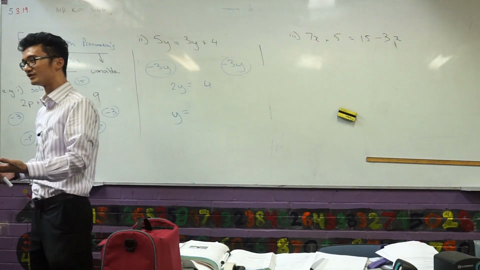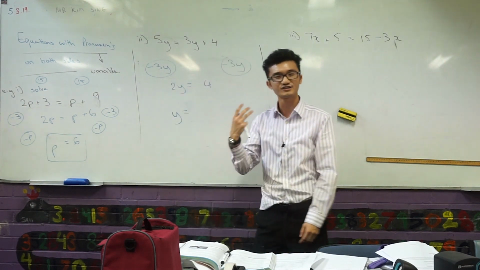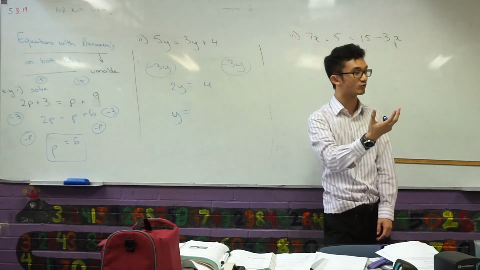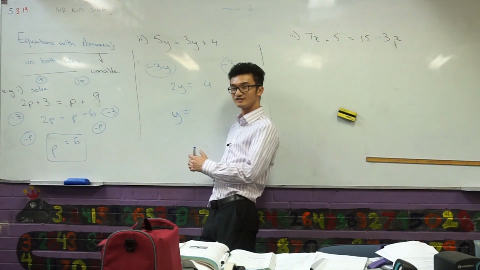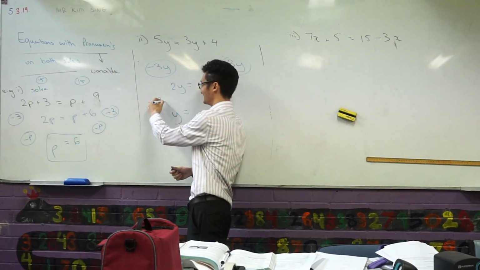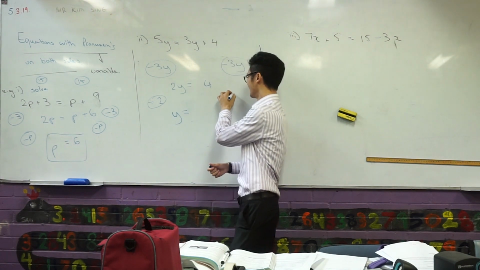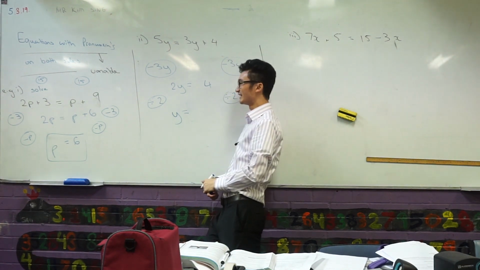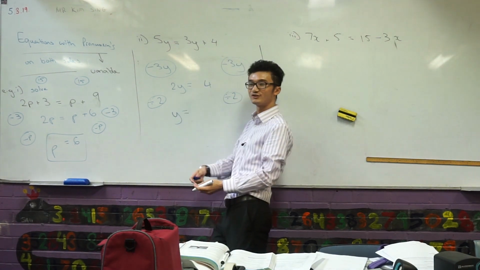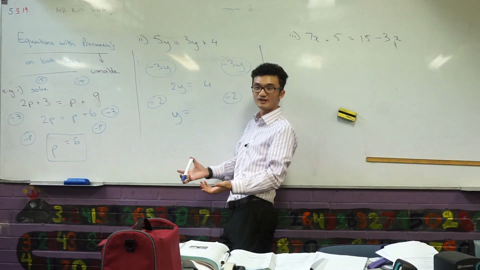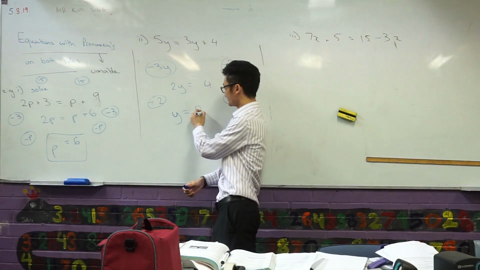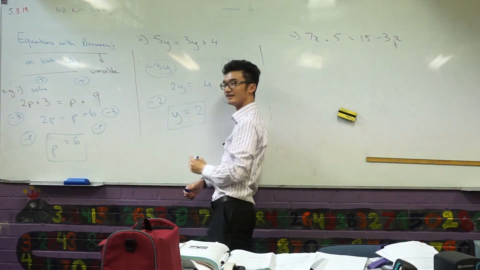Again, think about opposite operations. What does 2y actually mean? 2 times y. So the opposite of multiplying is dividing. I know that 2y divided by 2 is just y, and 4 divided by 2 is just 2. So that means y is 2. And there's my answer.